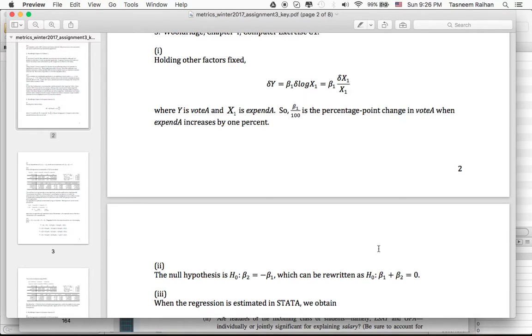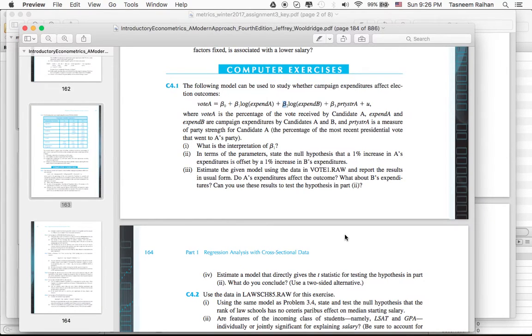To answer this question, later on we will see how we can test this null hypothesis. So far we have only stated it, but we will show you how we can test this null hypothesis in Stata. Okay, let's move on to the next question now.